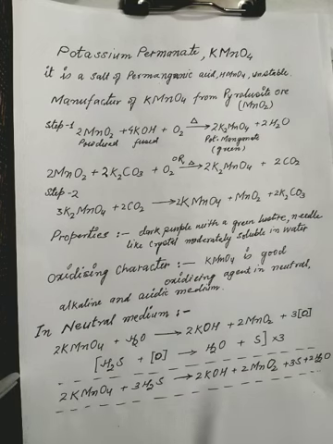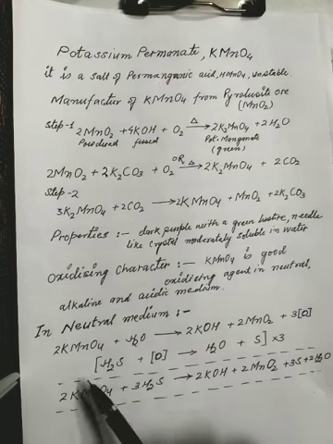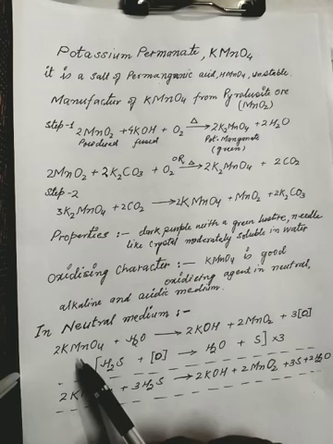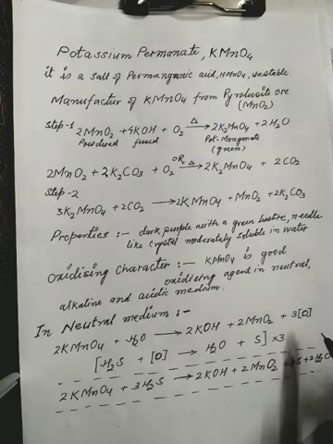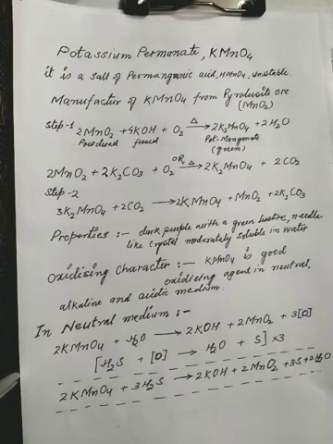That will help you calculate the n-factor, which we use to calculate the equivalent weight. So what is the equivalent weight of KMnO4? 2 KMnO4 give 3 nascent oxygen. It means 1 KMnO4 gives 3/2 nascent oxygen, that is, 2 KMnO4 gives 6 half-nascent oxygen, then 1 KMnO4 gives 3 half-nascent oxygen.